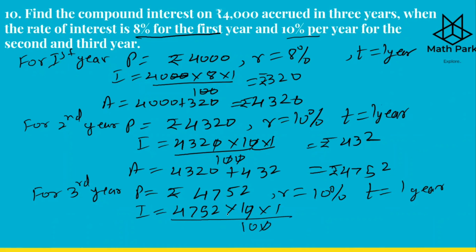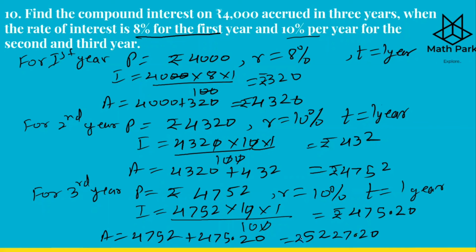So you can simplify, just do it. You get 475.2, since the denominator is just 10. So it is easy. You get rupees 475.20. Always write 2 decimal places. So this is the interest. Okay. And then the amount that you are going to get is equal to principal plus interest, which is 4,752 plus 475.20, which is equal to 5,227 rupees and 20 paisa. So this is the amount.